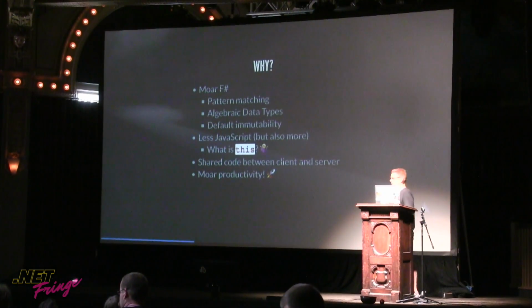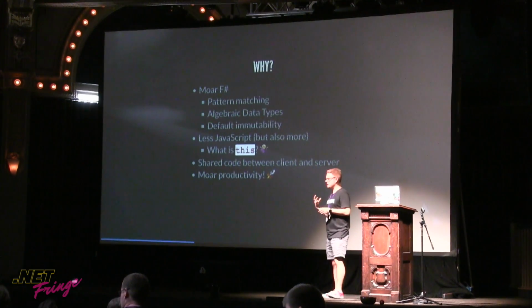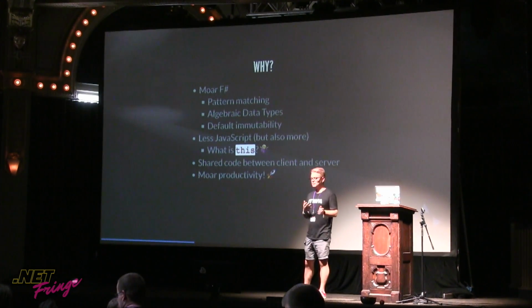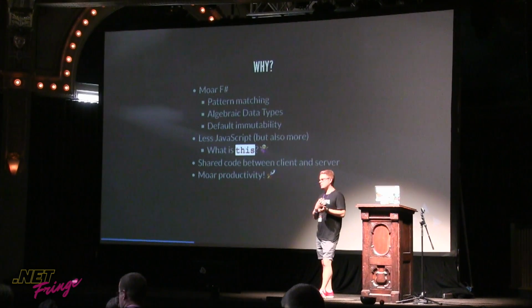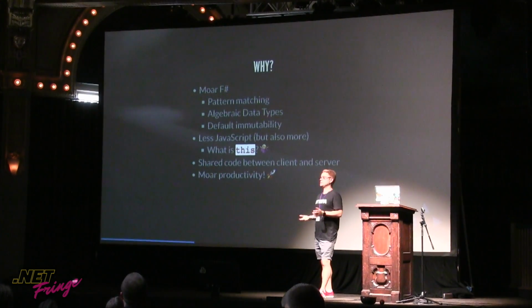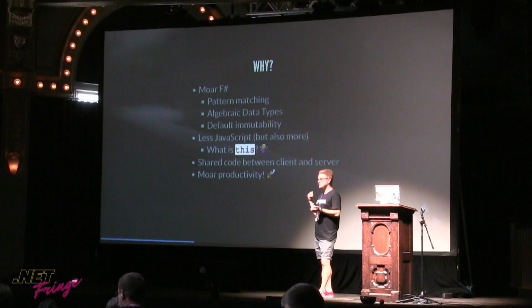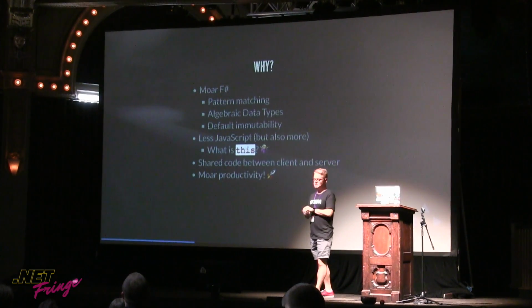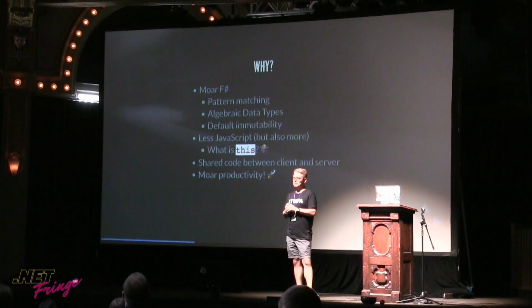So why are we doing this? That's a really important question. I think that you always get that question when you're talking about F sharp, and I've already got C sharp. The main reason for me to want to use this stack is because there is more of F sharp. F sharp has pattern matching, algebraic data types, defaults, immutability. I know C sharp 7 has pattern matching, but F sharp's is better.